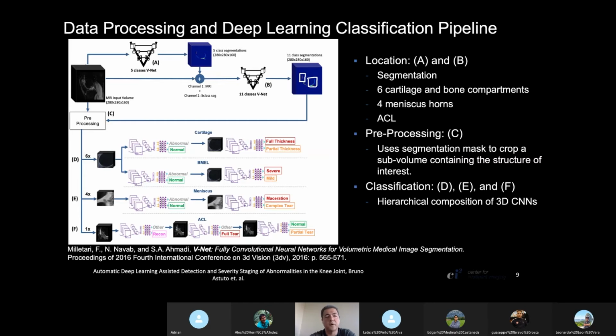Because training a classification model with the whole volume, it's too much. I don't have GPU memory to train models on this amount of data, and also if I use the whole volume, I'm gonna suffer a lot with overfitting because it's too much.